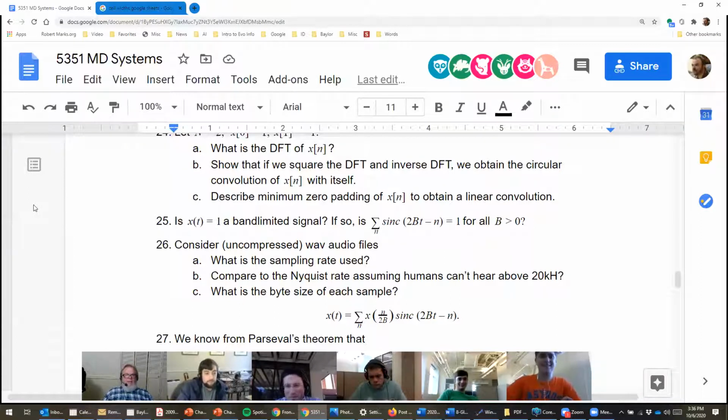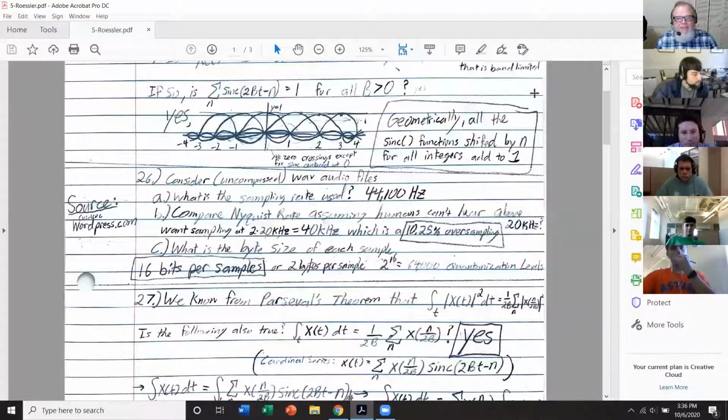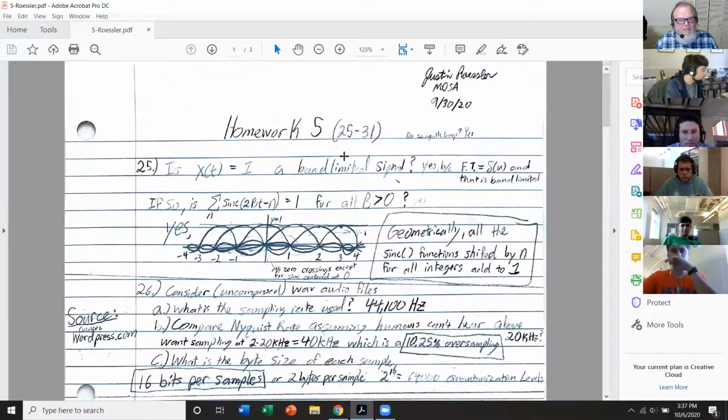Okay, so let's do number 25, and you can share your screen if you are so inclined. Okay. Share screen. Well, you're doing it. The question that we're asking is whether x of t equal to a constant is band limited. And the answer that we said last time is yes, it was. And then the question was, does the sampling theorem converge for all values of b greater than zero? Because that's an interesting question. Okay, go ahead, Justin.